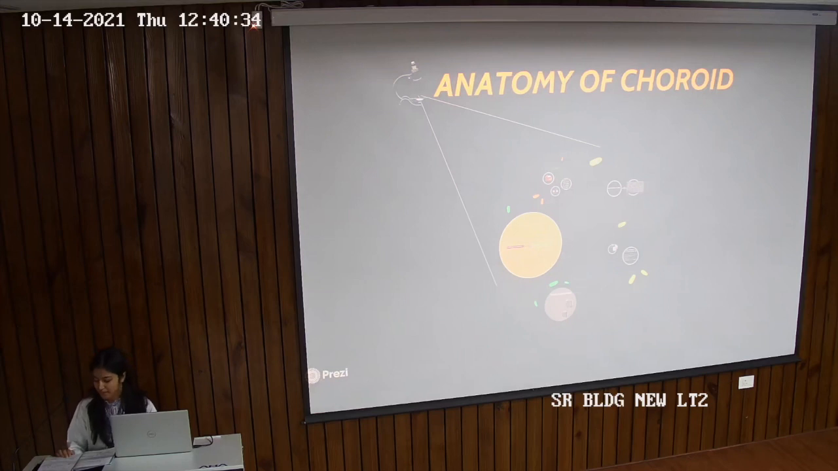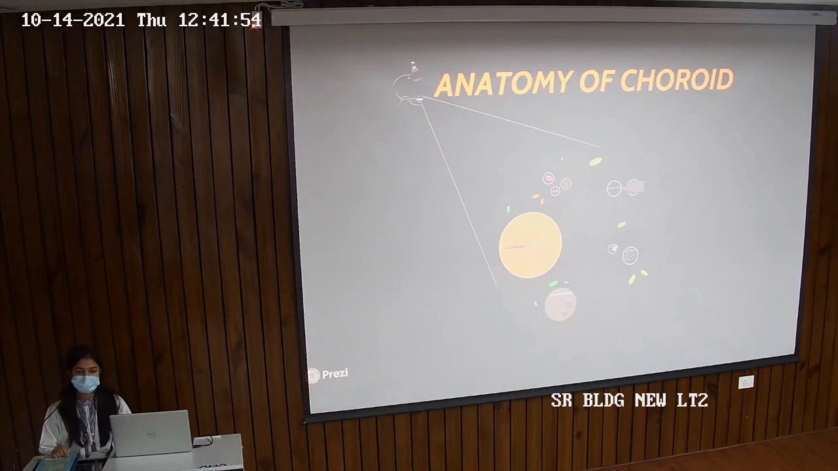The iris is a muscular structure. It consists of two muscles, the sphincter pupillae and the dilator pupillae. The sphincter pupillae is a circular muscle, so it causes miosis, while the dilator pupillae is a radial muscle, so it causes mydriasis of the eye. The sphincter pupillae is supplied by the parasympathetic short ciliary nerve, and the dilator pupillae is supplied by the sympathetic long ciliary nerve.